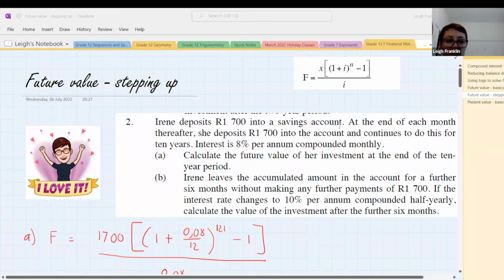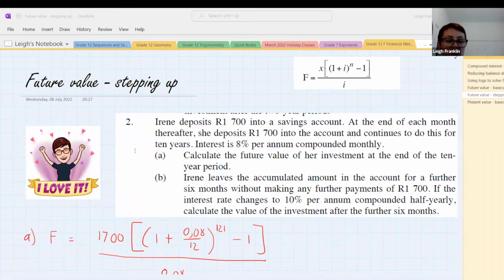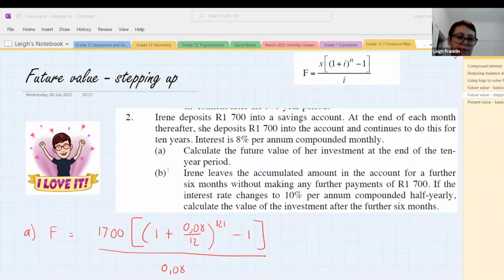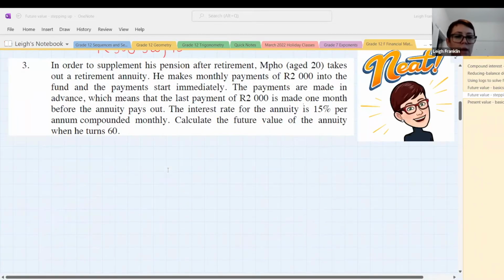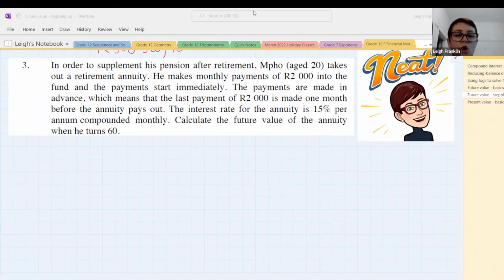See here, Irene deposits 1,700 into a savings account at the end of each month. So in question number 2, Irene is depositing the money at the end of the month. Here, Mpho is making his payments in advance. What does that mean? Yeah, payments made in advance means Mpho is paying at the beginning of the month. In advance means he's paying earlier. So he makes his payments at the beginning of the month and not at the end of the month. Totally different to Irene.